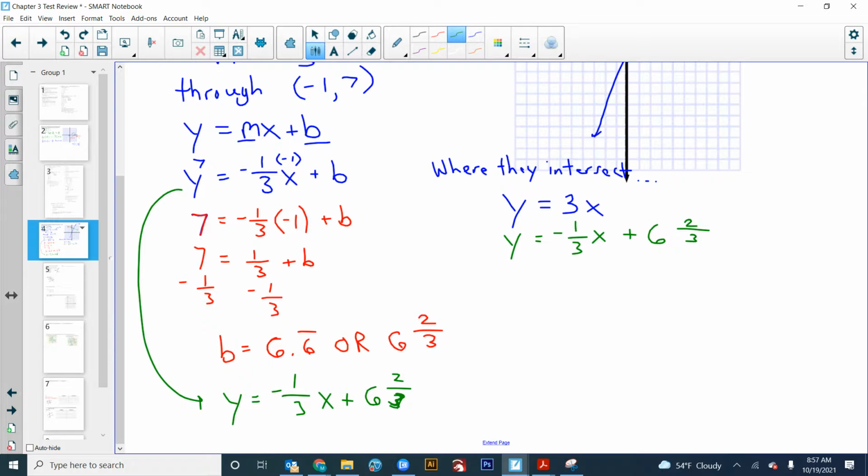Okay? So raise a hand. Show of hands. How many of you did substitution? How many of you did elimination? So we'll do substitution. All right, so I'm going to plug in -1/3 x plus 6 2/3 equal to, so I plug this in for y, since it equals y, equals 3x. I'll add 1/3 x to both sides.